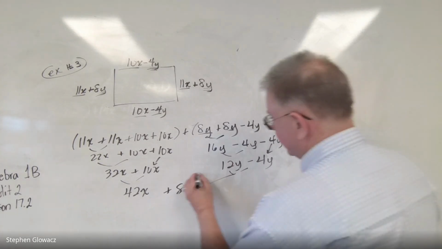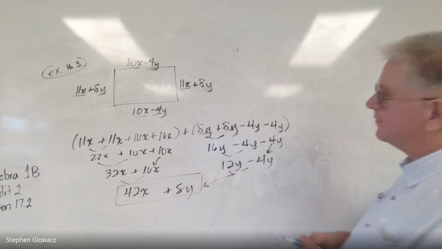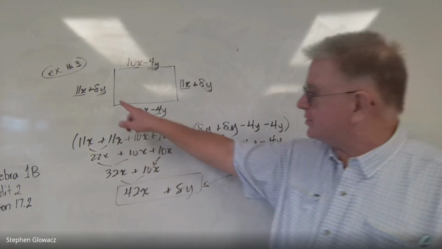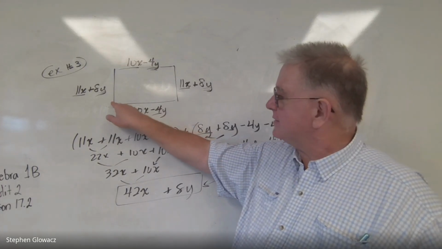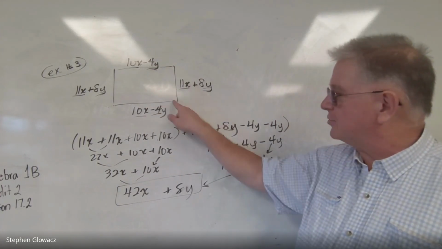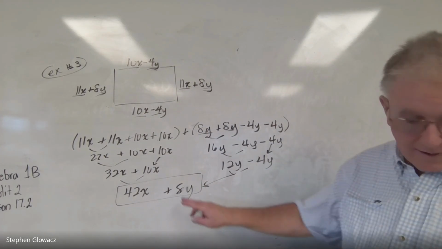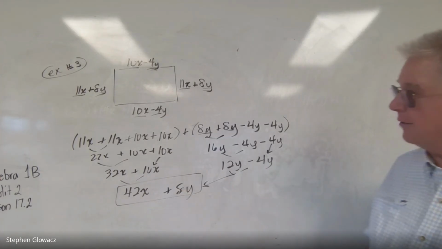That's that answer there. And so our final simplified answer to represent the perimeter, remember, and I probably should have mentioned this as well, perimeter is measuring the distance on the edge or the outside of the figure, in this case, a rectangle. So our final answer there, 42x plus 8y.